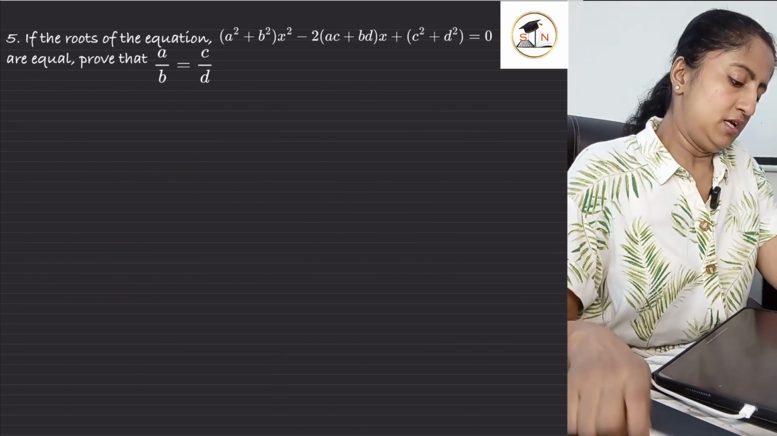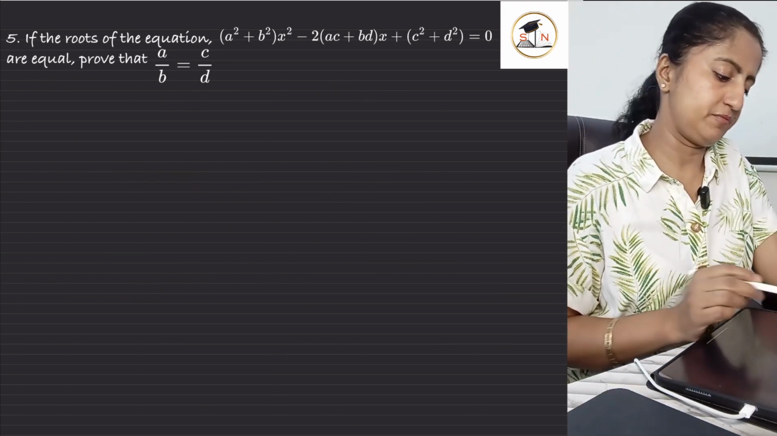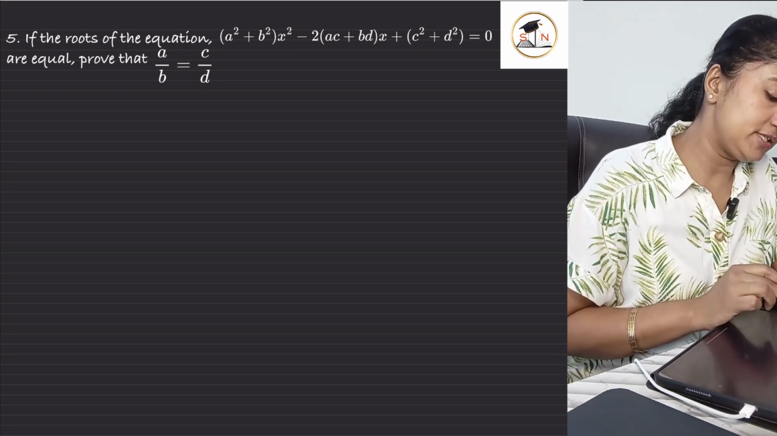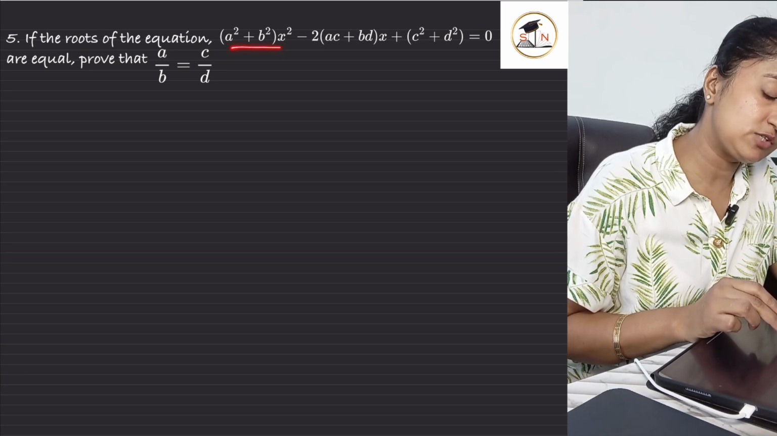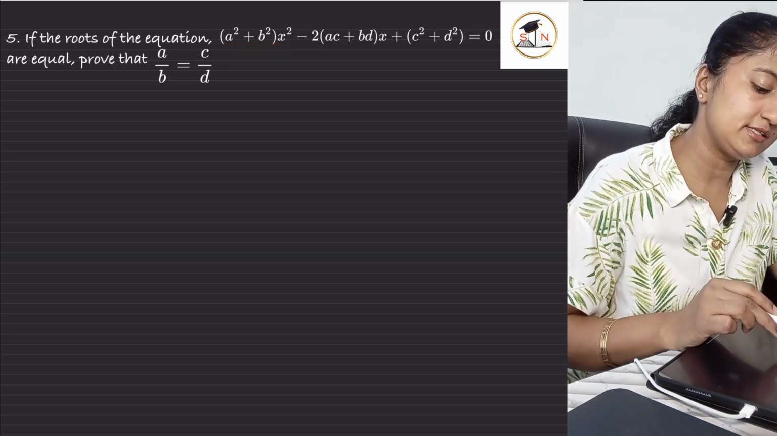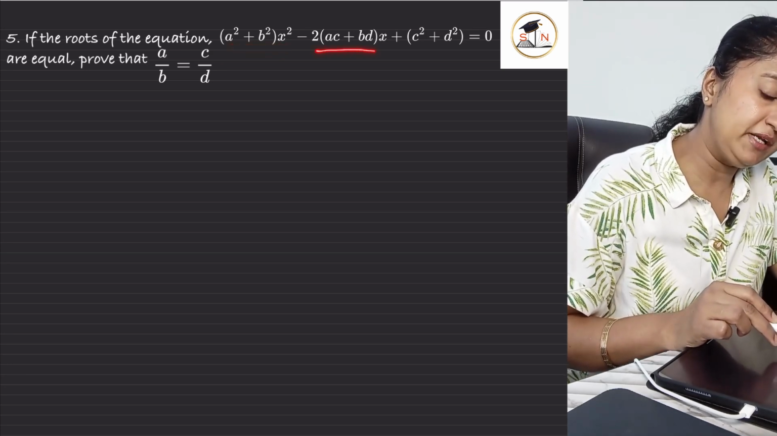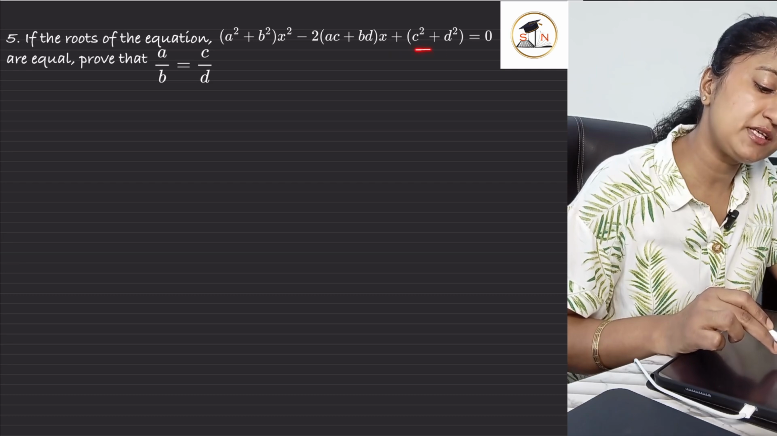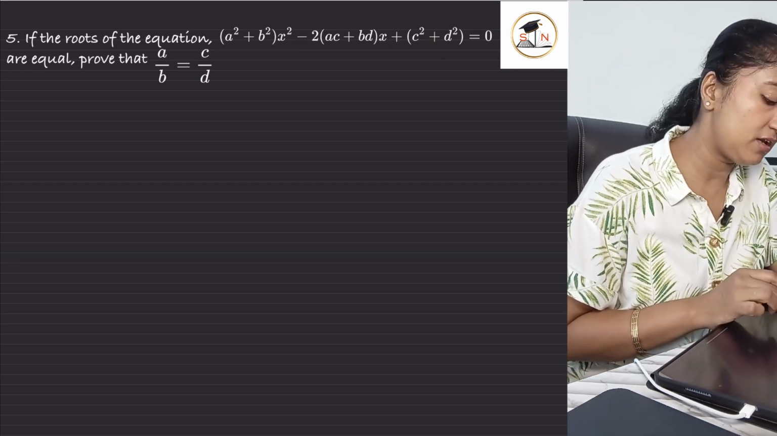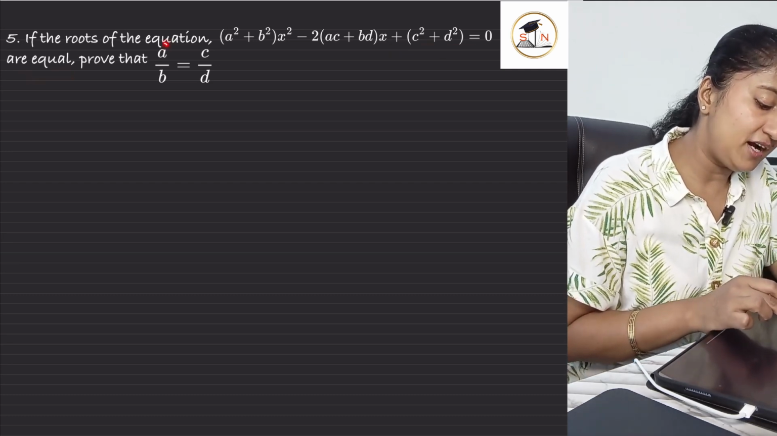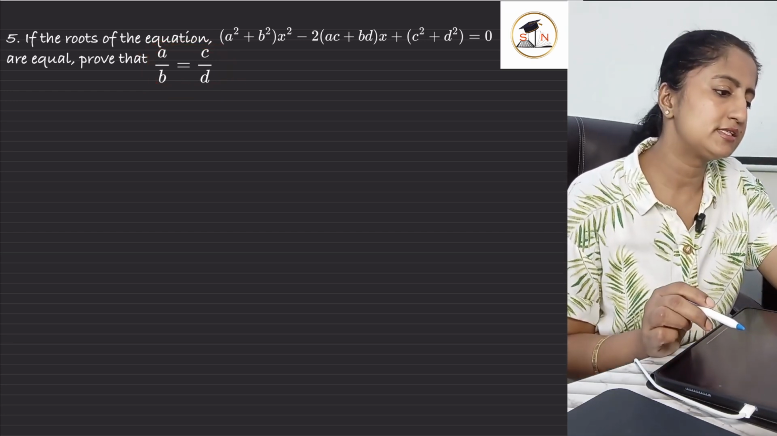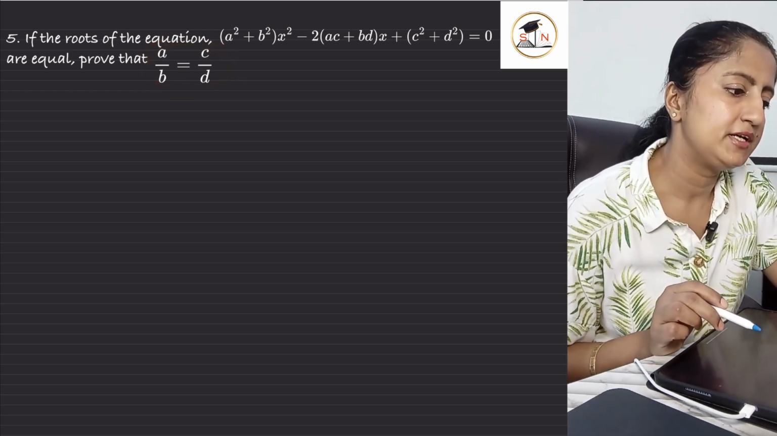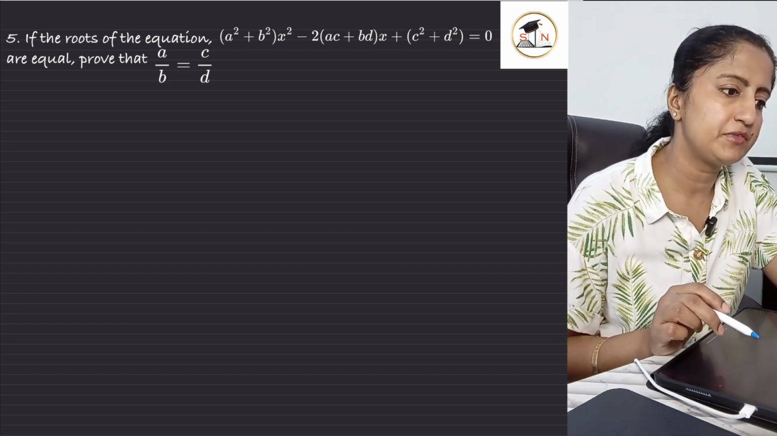Now, moving on with the fifth question. The question says, if the roots of the equation (a square plus b square) x square minus 2(ac plus bd)x plus (c square plus d square) equals 0 are equal, prove that we have got a proportion over here that a over b equals c over d. This is what we are supposed to prove over here, right?